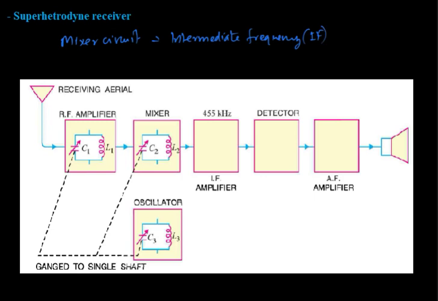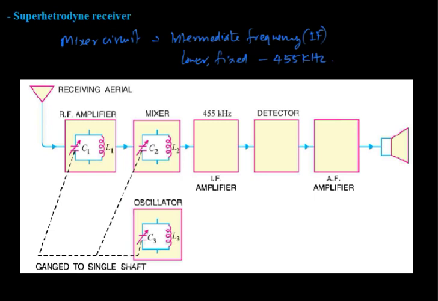This is the additional thing in a superheterodyne receiver when compared with the straight radio receiver. That means the very high radio frequency is converted into a lower fixed value, and usually all superheterodyne receivers produce a frequency of 455 kilohertz, which is the fixed value, and this is done by a circuit called a mixer circuit.